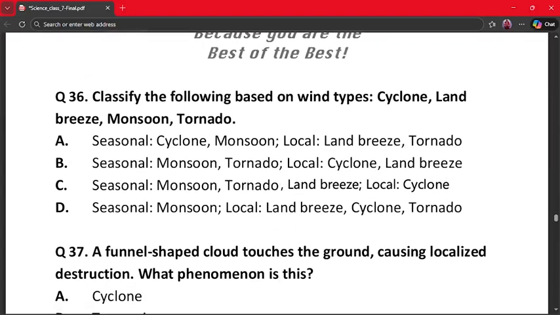The next question is question number 36. Classify the following based on wind types: cyclone, land breeze, monsoon and tornado. So monsoon is seasonal and land breeze is local. And cyclone and tornado are also local winds. So option D, which says seasonal is monsoon and local is land breeze, cyclone and tornado, is the correct option.